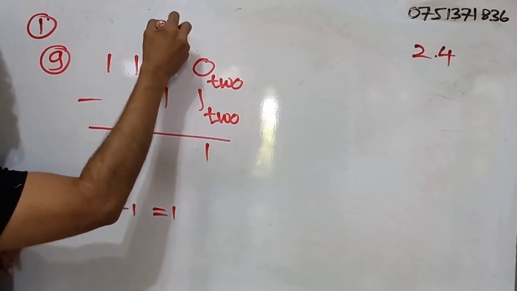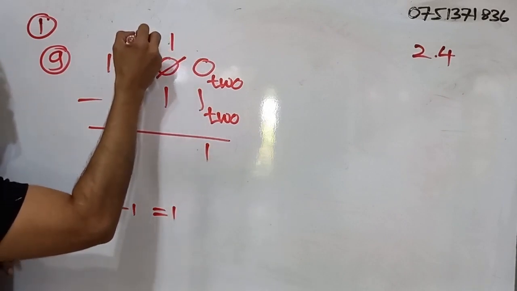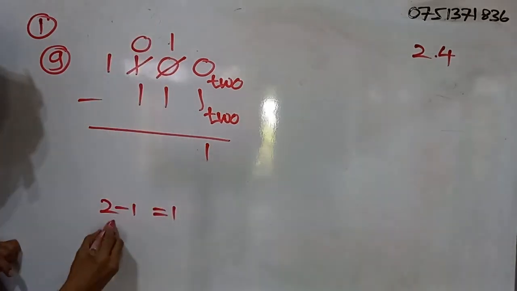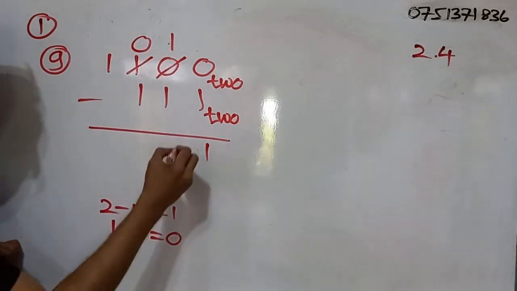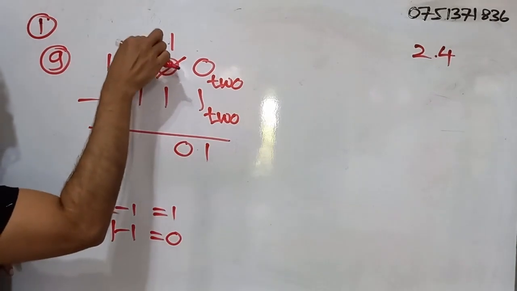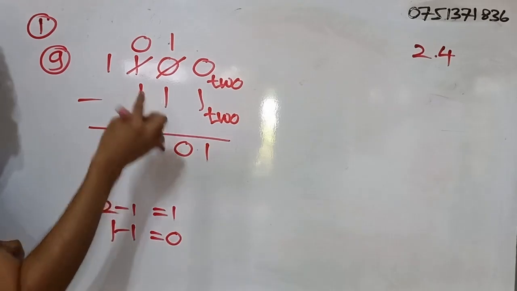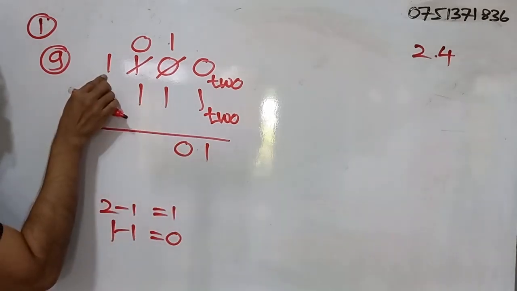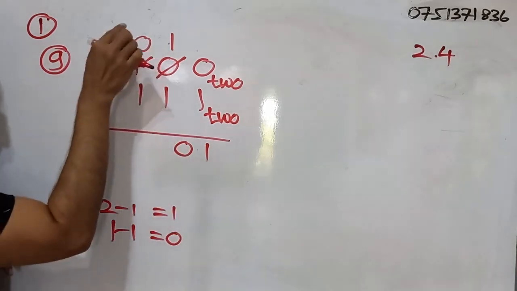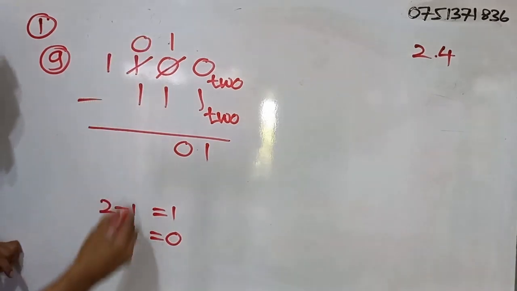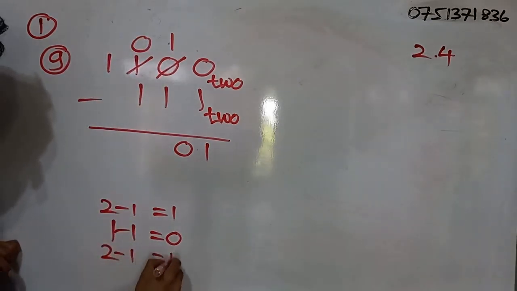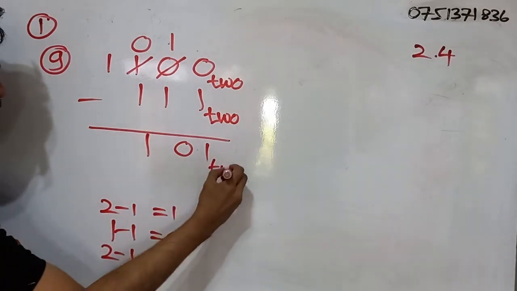Right. So we know here the remaining digit will be 1. Here the remaining digit will be 0. So 1 minus 1 we know it's a 0. Right? So here at the moment we have 0. So 0 minus 1 we can't do. So we have to borrow this one. Right? So when we do that, this 0 becomes what? 2. So 2 minus 1, that is what? 1. And the base is what? 2.